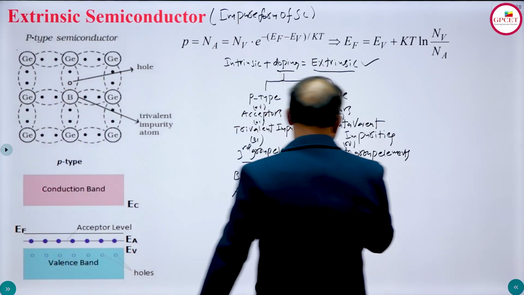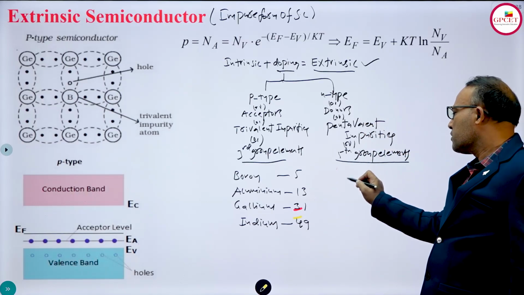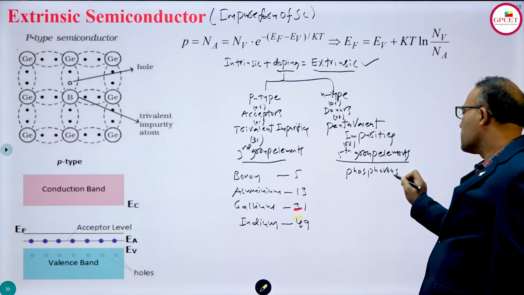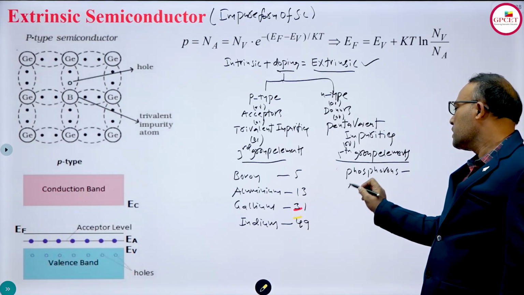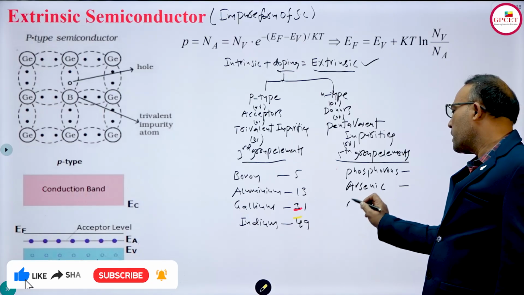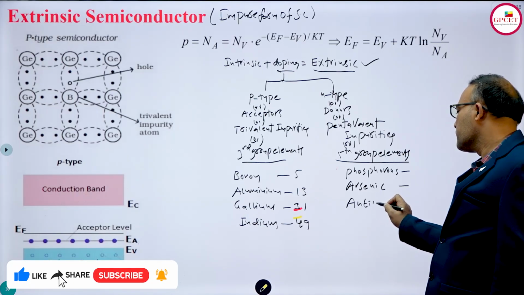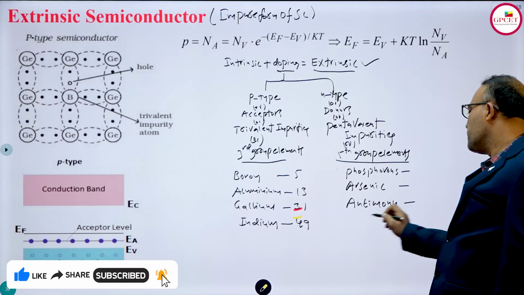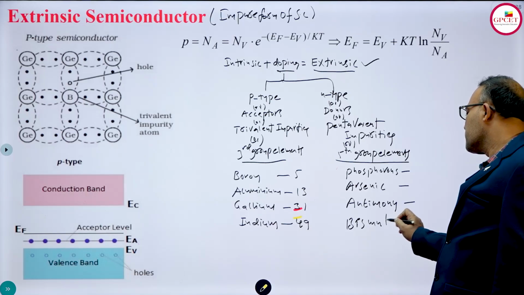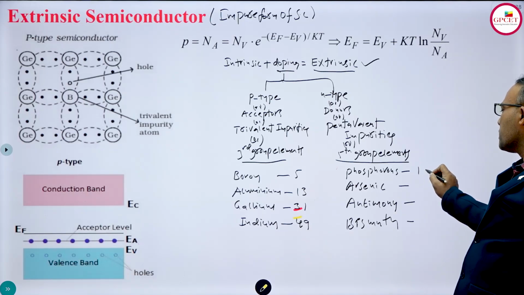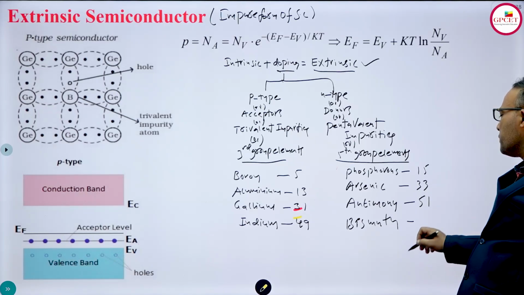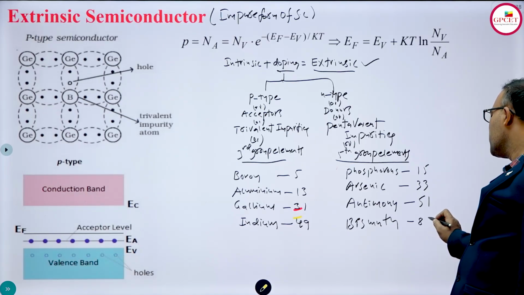Similarly, the fifth group elements are phosphorus, arsenic, antimony, and bismuth. These are called fifth group elements, where phosphorus atomic number is 15, arsenic atomic number is 33, antimony atomic number is 51, bismuth atomic number is 83.